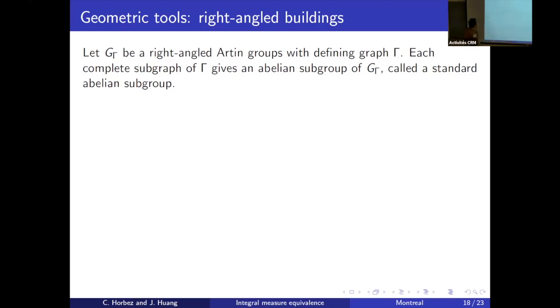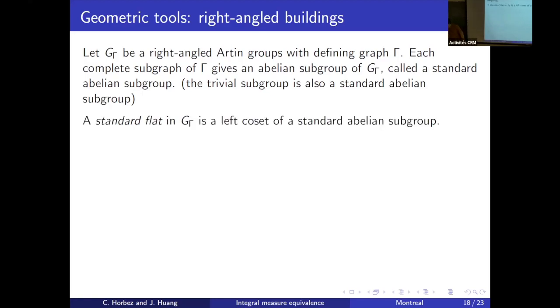Take a right-angled Artin group, and notice that each complete subgraph gives you an abelian group, because it gives you generators which commute. I call this abelian group a standard abelian subgroup, and I'm also going to say that the trivial subgroup is a standard abelian subgroup. By definition, a standard flat is going to be a left coset of a standard abelian subgroup.